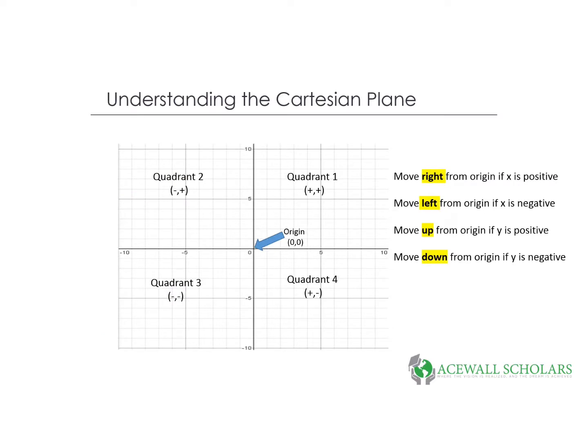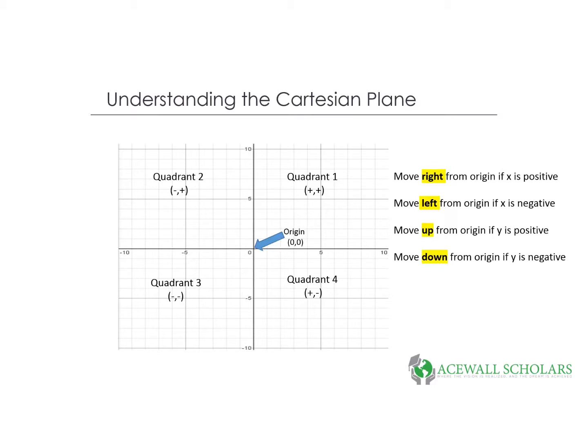Now, understanding the Cartesian plane. In quadrant 1, you can see that both the x and the y coordinates are positive. In quadrant 2, the x-coordinate is negative and the y-coordinate is positive. In quadrant 3, both the x and y coordinates are negative, and in quadrant 4, the x-coordinate is positive and the y-coordinate is negative.